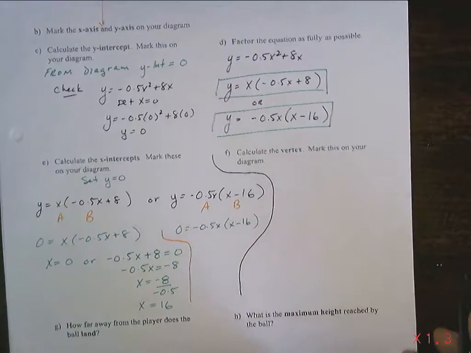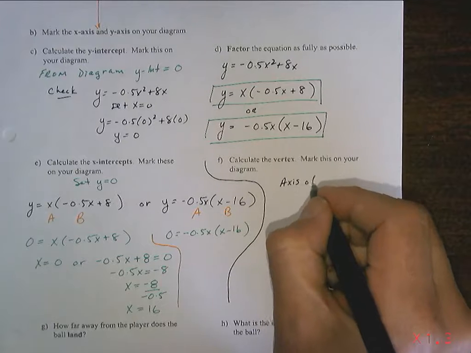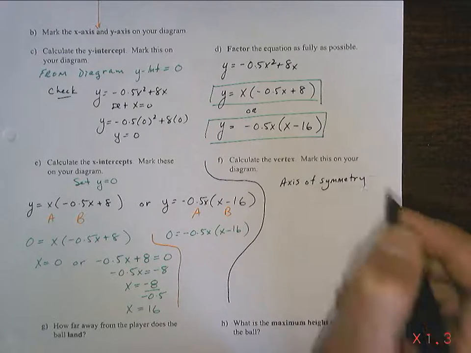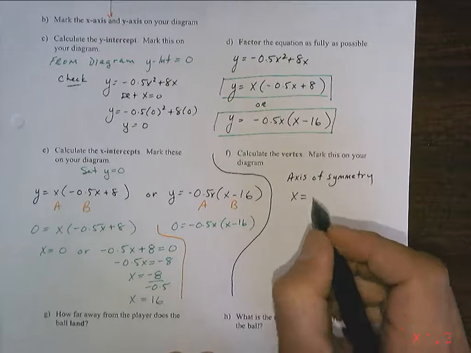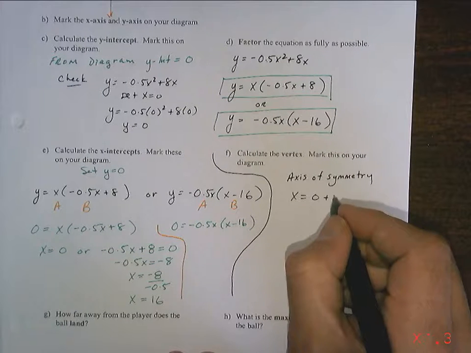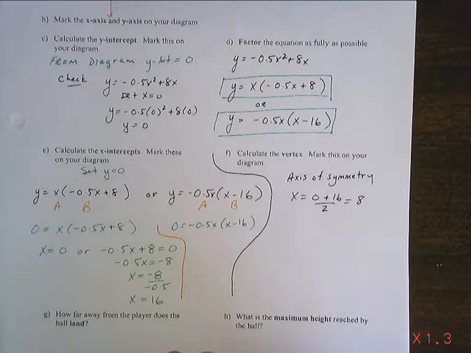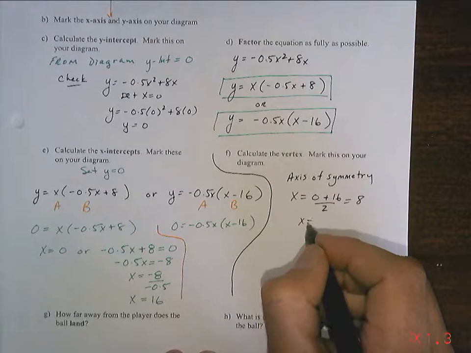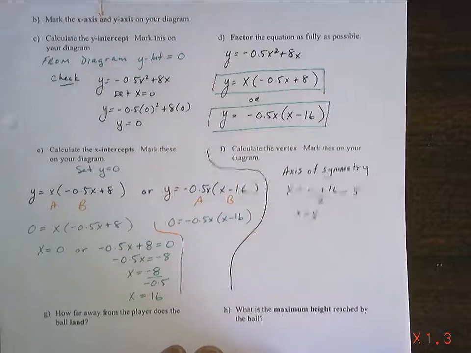Well, to do that, we need to find the axis of symmetry. The axis of symmetry is going to be located halfway between the two zeros. So it's going to be 0 plus 16 divided by 2, which is 8. So my axis of symmetry is at x equals 8. So we know the x value for the vertex.